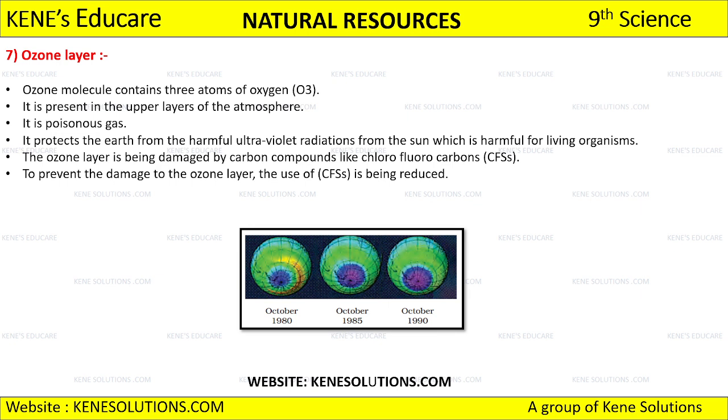Now as you can see, some pictures have been shown where in October 1980 the ozone layer used to look different. Then in 1985 it used to look different. In 1990 it's totally different. The ozone layer is getting depleted and there's a small hole which is forming, right? So we need to prevent it, and prevention is possible if we reduce the use of chlorofluorocarbons. So I want you all to please quickly take all the important points from the screen about the ozone layer.